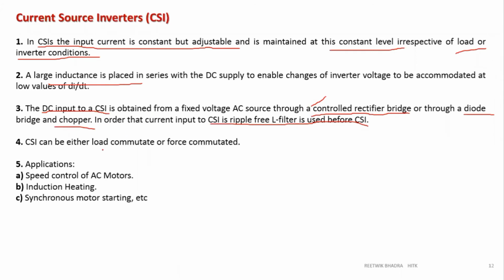And since commutation is used, there are two types of commutation. One is forced commutation, one is load commutation. It can be commuted in both ways, that is turning off the switches. And where it finds application, it can be used to control AC motors. Okay, AC motors means three-phase induction motor. It can be single phase also. It can be used in induction heating, and it can also be used in synchronous motor starting.